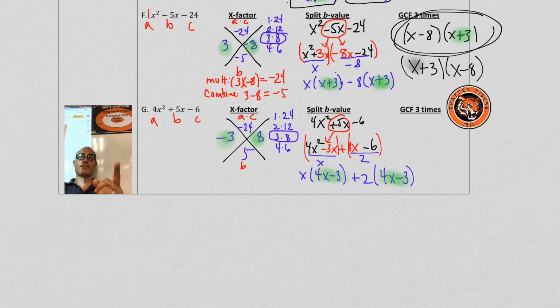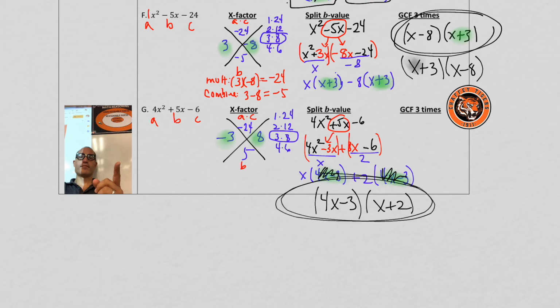To finish, and then we're done with this lesson for today, I can take the common 4x minus 3 that they both have here in green. So I'll take that out, and then I'm left with x plus 2. So this is called factored form. I factored this quadratic. So this quadratic expression is the same as this quadratic expression in factored form.